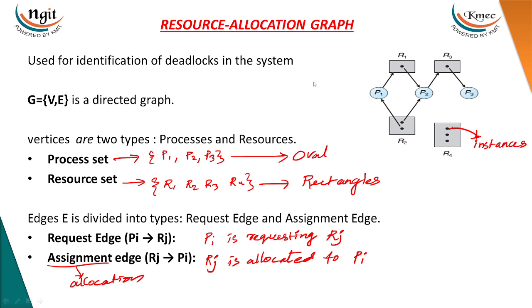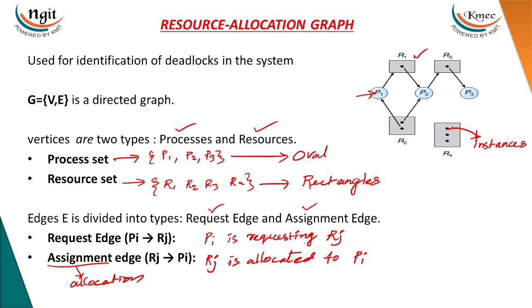So let's see the resource allocation graph. It is a graph consisting of a set of vertices and edges, where the vertices are divided into two parts, processes and resources. Processes are represented with ovals and resources with rectangles, and if a resource has multiple instances, each instance is represented with a dot. The edges can also be divided into two kinds: the first is the request edge, the second is the assignment edge.